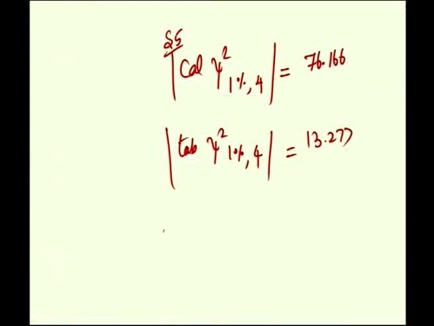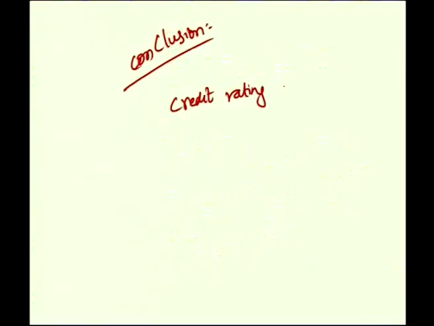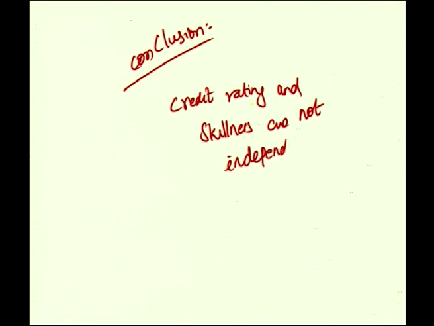Now, calculated value is much higher than tabulated value, therefore, H naught is rejected. Calculated chi-square is greater than tabulated chi-square. So, H naught is rejected. In the sense, the conclusion is credit rating and skillness of the customers are not independent, because H naught is rejected, in the sense H1 is accepted, and this is the H1 statement.